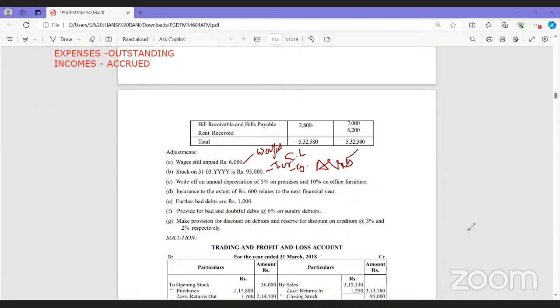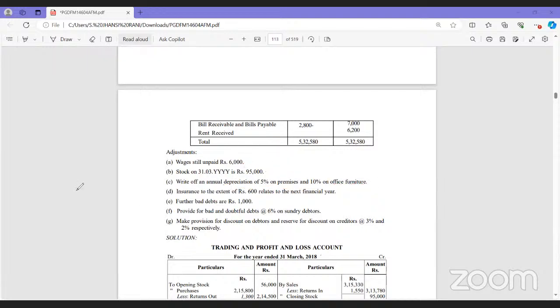And here we have depreciation. Depreciation means we will show it on profit and loss account debit side, and we deduct from premises and from office furniture in the balance sheet asset side. Next, insurance to the extent of 600 relates to the next financial year, which is nothing but prepaid expenditure. Next year's insurance we paid now itself. Next year does not belong to the current year, so we deduct that from the respective expenditure.